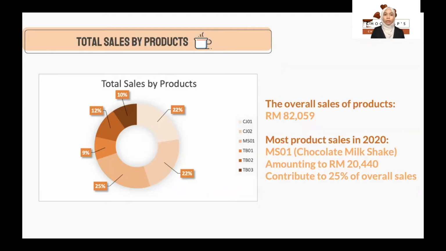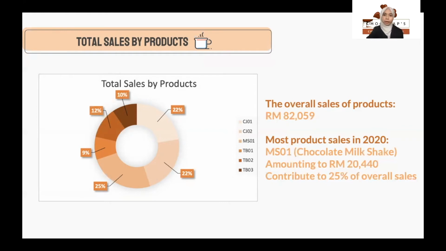So next we are going to look at the total sales by product. We use a pie chart to indicate each product's sales. From here, we can see the percentage contribution of each product's sales. The overall sales of product is 82,059 ringgit. Our best-selling product is chocolate milkshake, which is MS01, amounting to RM20,440. It contributes 25% of the overall sales. MS01 has the highest sales because it has the highest selling price, RM40 per pack, compared to other products.